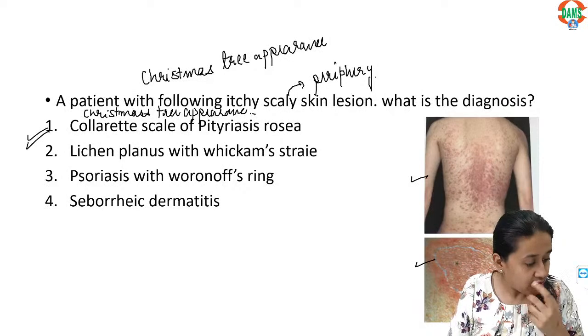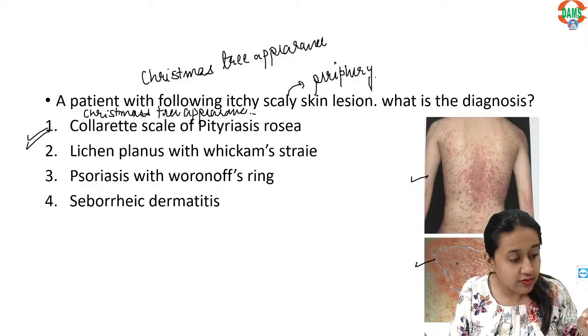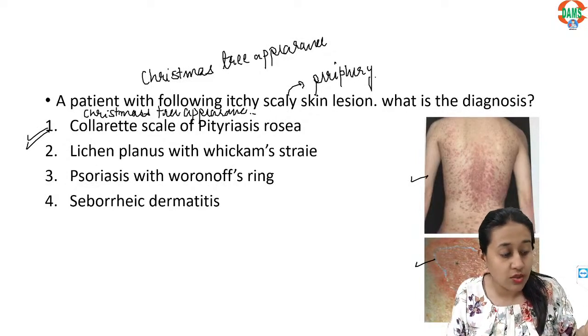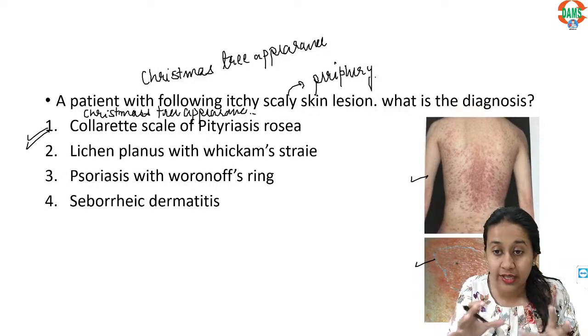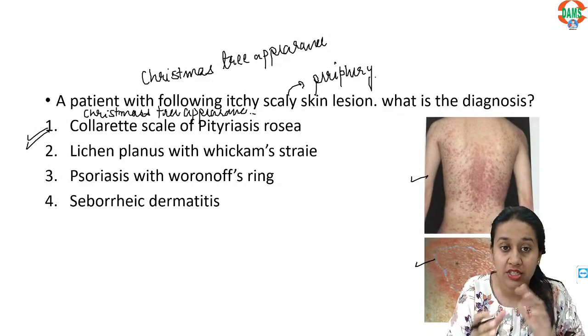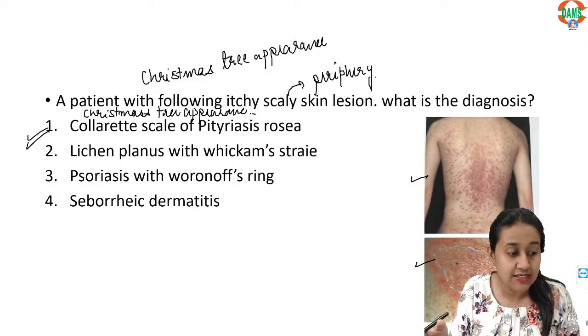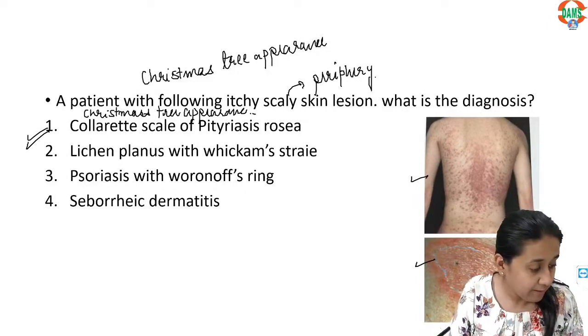Okay, great. I want others also to please give their input so that we can make a correct recall. Also, with respect to the image, was the image only showing a Christmas tree appearance, or did we have an image which had both collarette scale and Christmas tree appearance? These are the two things I want my students to please help me with.